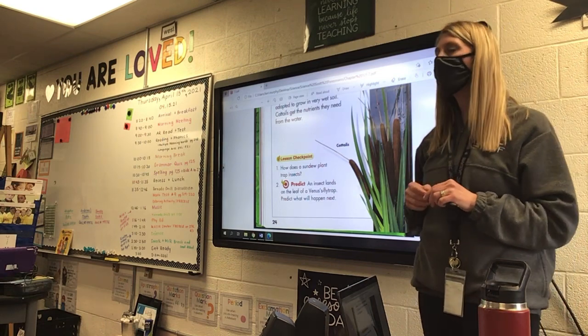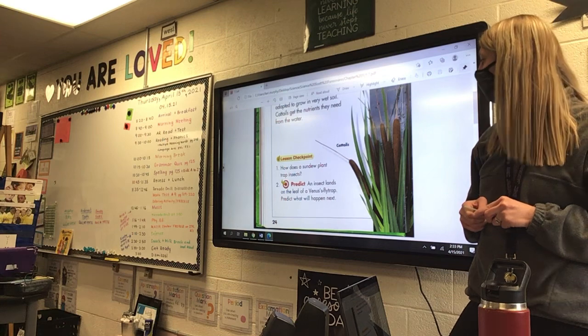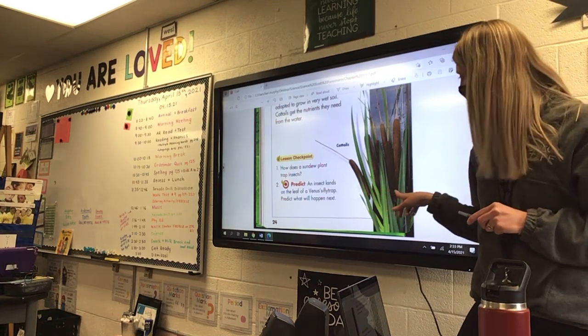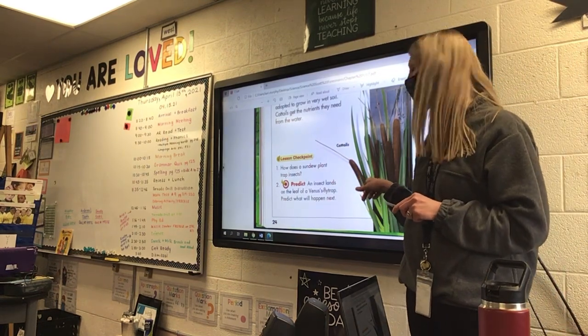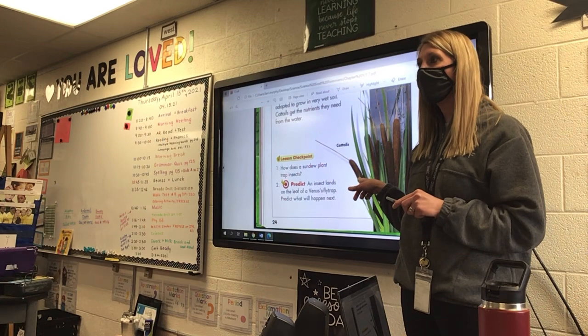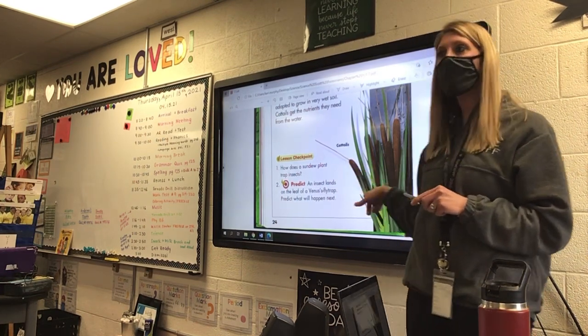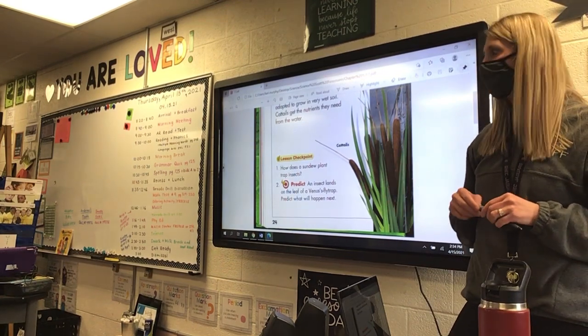Okay, very cool. Addie. They look like hot dogs. What do you think they look like, Addie? Like a corn dog, like what we had this morning for breakfast? Yeah, they kind of look like a hot dog or a corn dog on a stick, upside down. That is what I think they look like too.